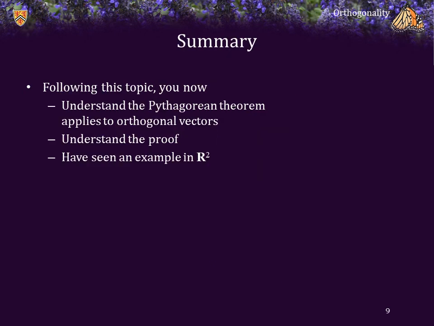So, following this topic, you now understand that the Pythagorean theorem actually does apply to orthogonal vectors and their sum. You understand the proof thereof, and it's actually reasonably straightforward. And you have seen an example of this theorem in R squared. However, it applies to all vectors of all vector spaces, at least all vector spaces that have an inner product defined.